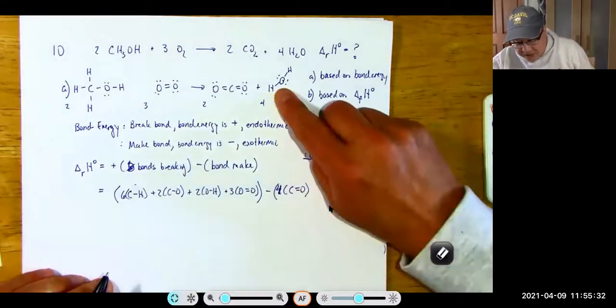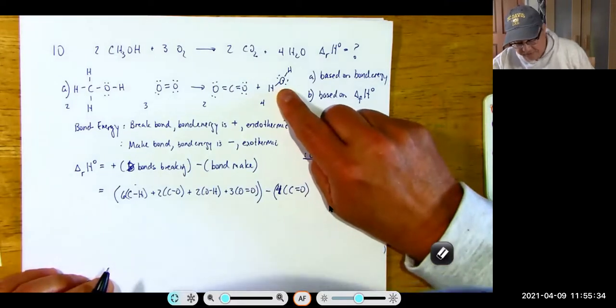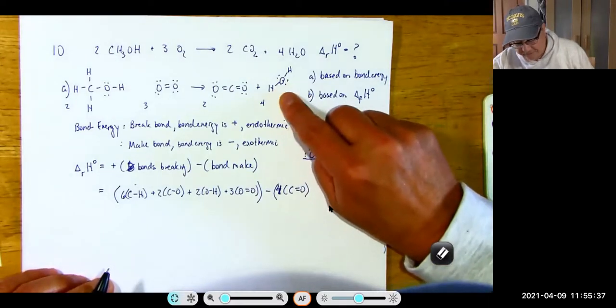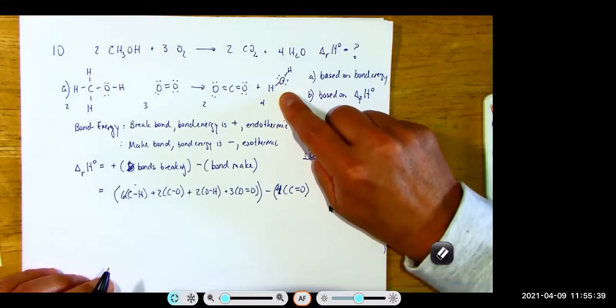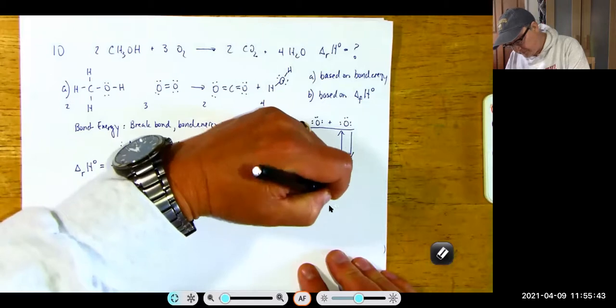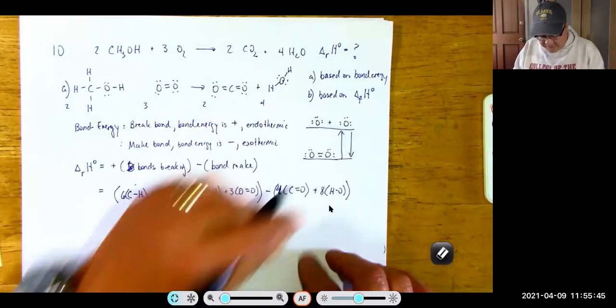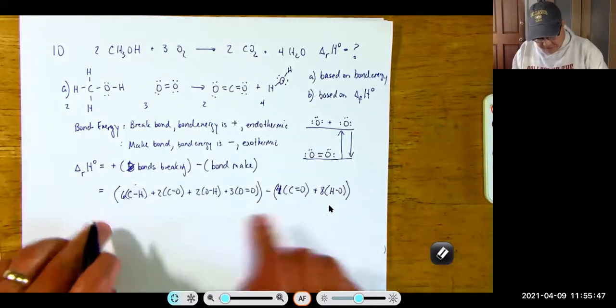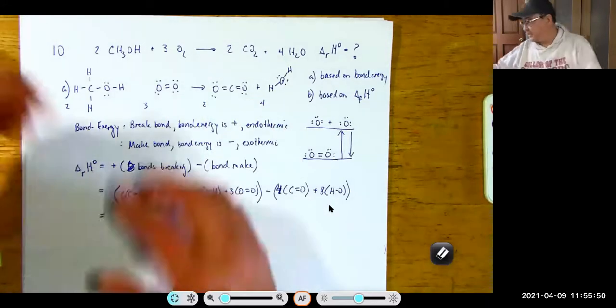How many oxygen-hydrogen bonds in one molecule? 2. 2, but 4 molecules, how many total? 4. So this is how we estimate the bond energy for the reaction.